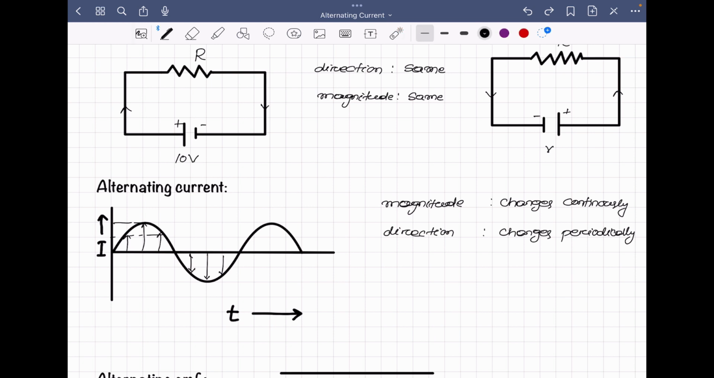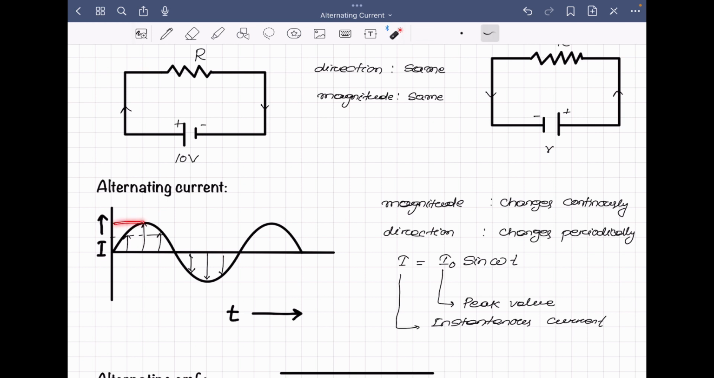We can write alternating current I as I naught sine omega t. Here I is our instantaneous current. That means current at any instant t. This I naught is our peak value. That means this is our maximum value of current. This point is I naught, and this is our negative I naught. This is the maximum current, peak value.